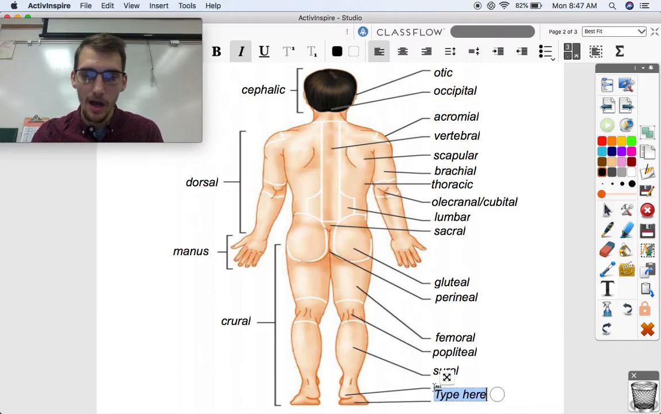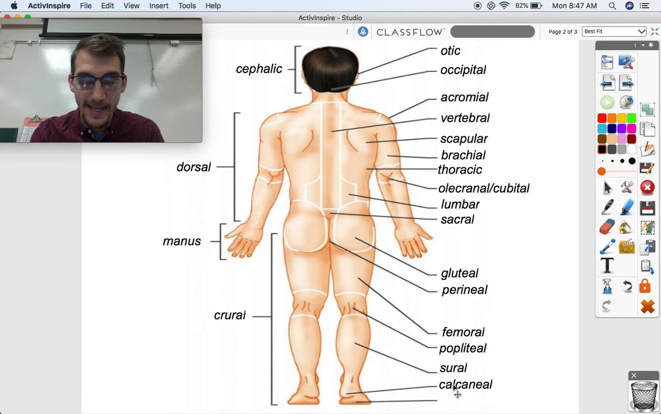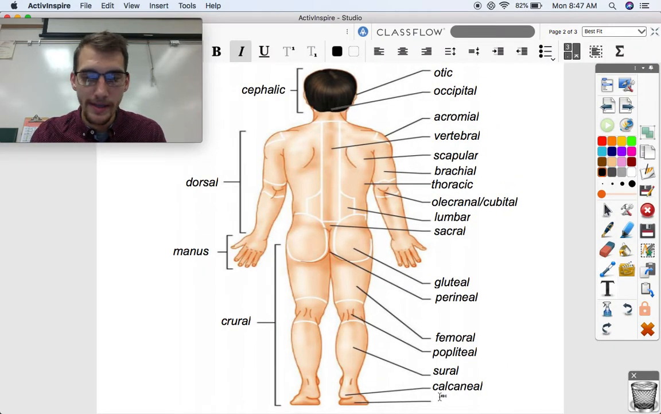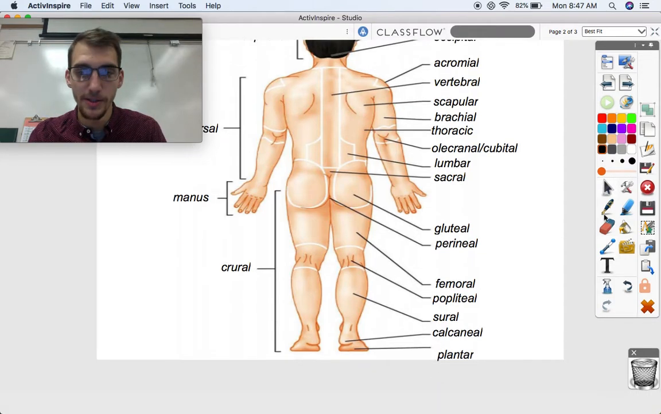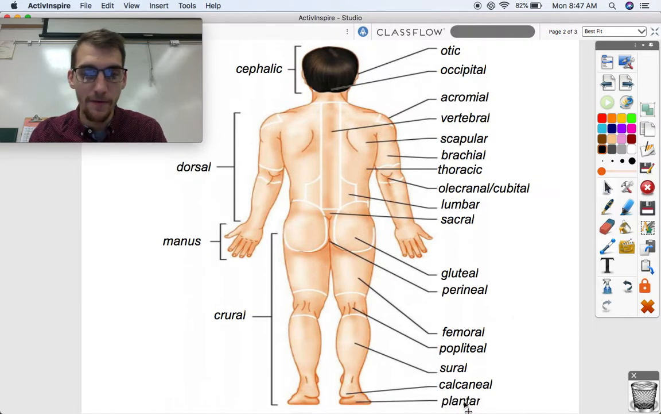All right. Your heel is called your calcaneal region, and the heel bone itself is called the calcaneus. So calcaneal is your heel, and then the bottom of your foot is called the plantar region. If you've ever had or heard of plantar warts, you know they're warts on the bottom of your feet.